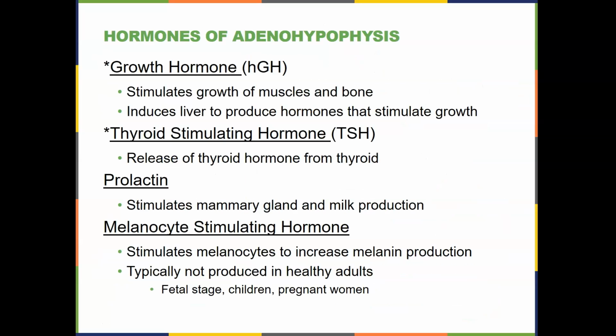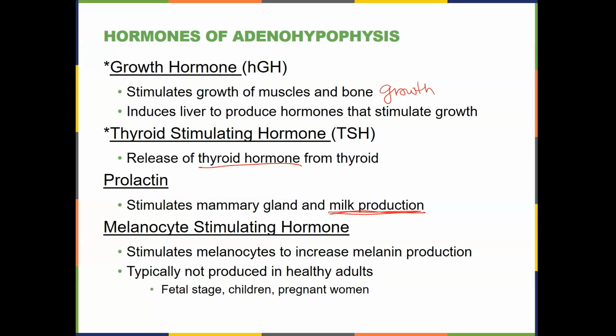Growth hormone, human growth hormone, stimulates the growth of muscle and cell. Basically, it helps you grow. It's general growth. And it induces the liver to make hormones that stimulate growth of other tissues. Thyroid stimulating hormone releases thyroid hormone from the thyroid. Okay, that one's easy. You'll hear a lot about that in physiology. Prolactin stimulates milk production from the mammary gland. It does not, however, produce milk release. It's just milk production. Oxytocin causes milk release and letdown.